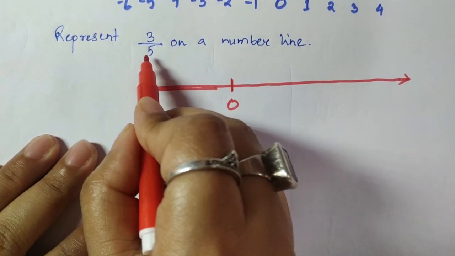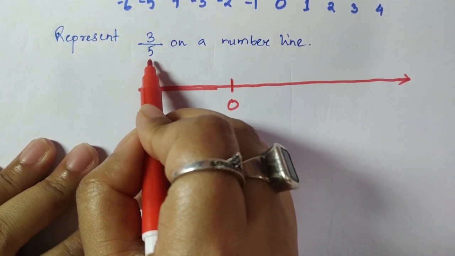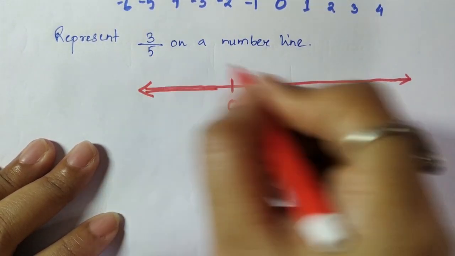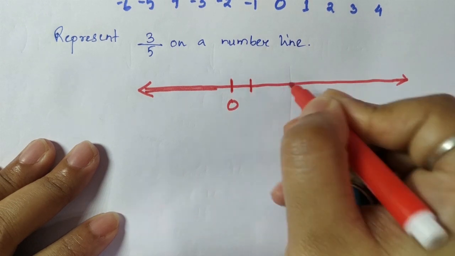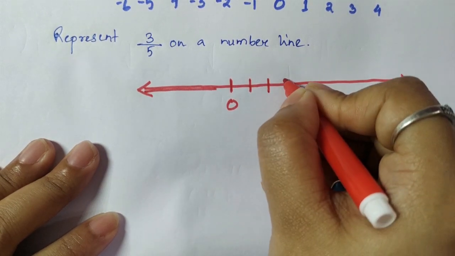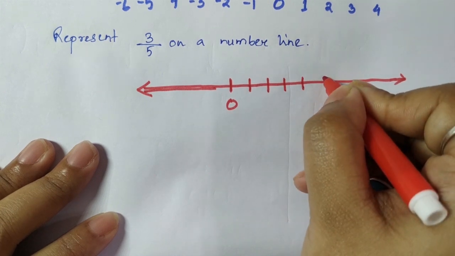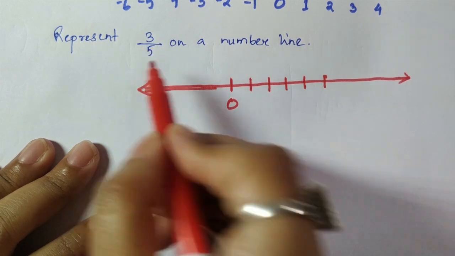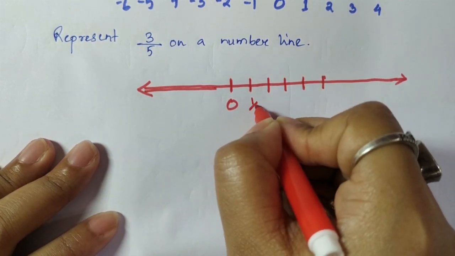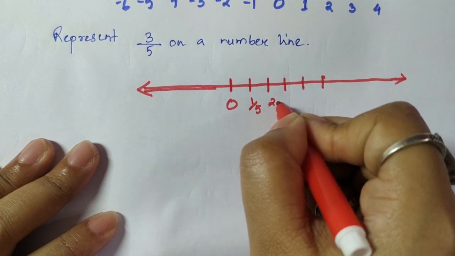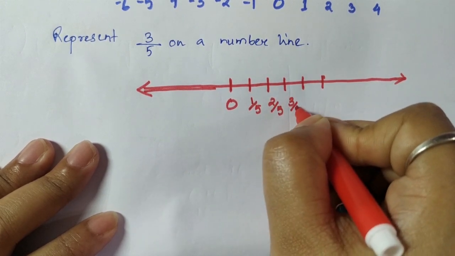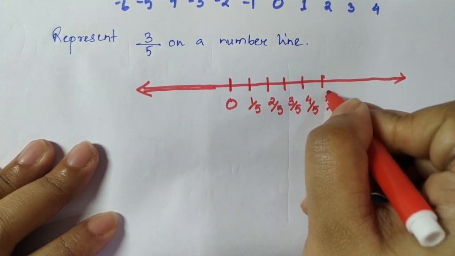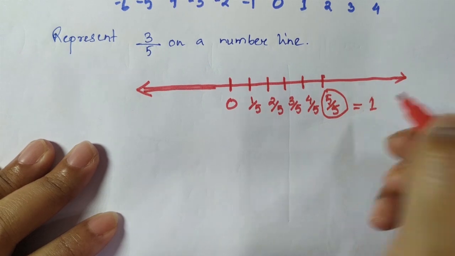Now what I have to do is see the denominator. What is the denominator? It is 5. Since it is positive, I'll make it on this side. I will make 5 divisions. This is 1, 2, 3, 4, and 5. These should be equal. So what I will write is 1/5, that is one part of the 5, 2/5, 3/5, 4/5, and this is my 5/5. 5/5, you know, will give you 1 also.